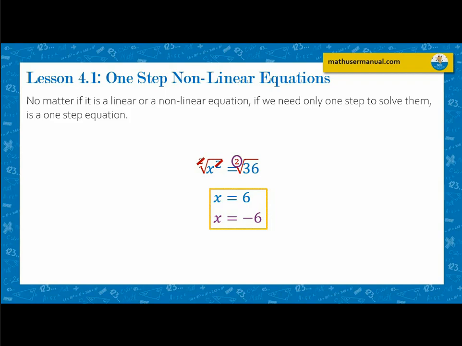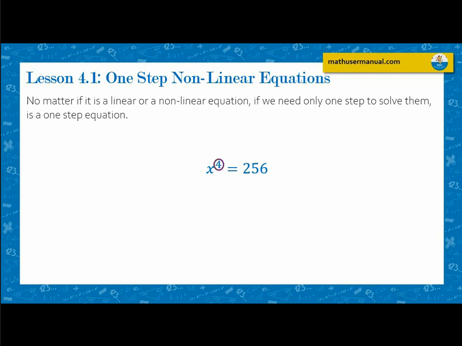Now, depending on the information that the problem gives us, we can select whether the positive solution is the right one or whether the negative solution is the right one. Sometimes both of the solutions are correct. Sometimes none of the solutions is true, but that depends on the previous information the problem gives us. This is mostly in word problems, but we will get to that in further lessons and further courses, mostly in Algebra II. Let's keep practicing for the moment how to solve one-step nonlinear equations.